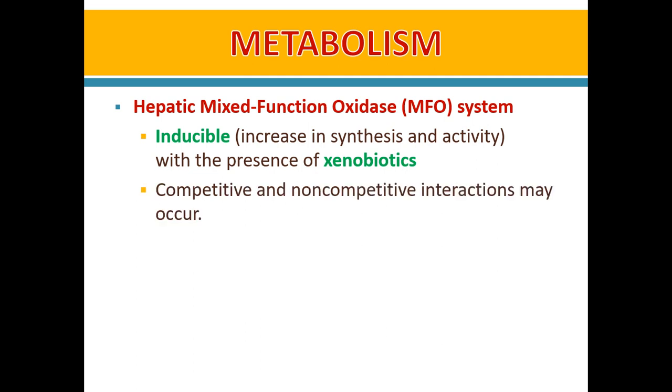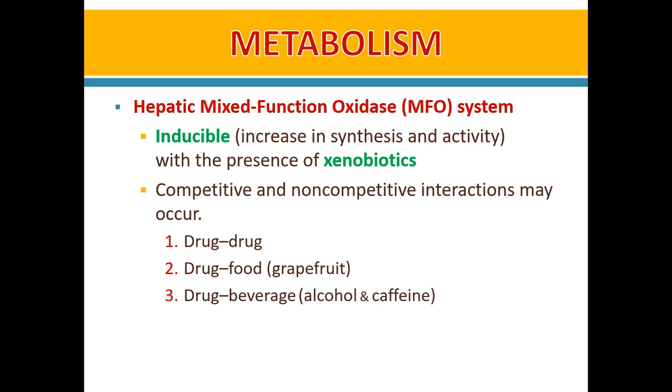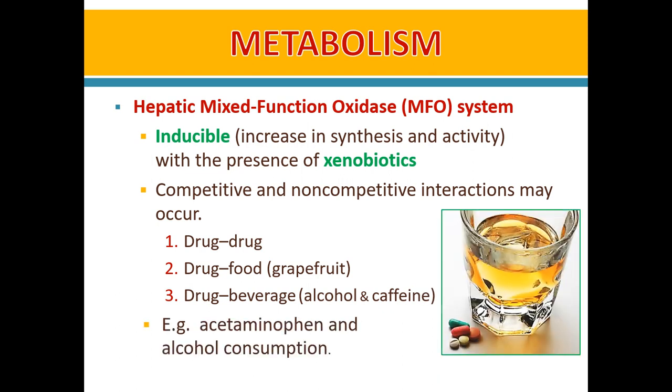Competitive and non-competitive interactions may also occur. That is with the presence of other drugs or other food like grapefruit and beverages containing alcohol and caffeine. Like for example, in the case of acetaminophen and alcohol consumption, the alcohol may impair the liver function, so more reactive intermediate may be produced out of the acetaminophen. So it's like overwhelming the conjugating capacity of the liver, similar to your bilirubin and how it's being metabolized.